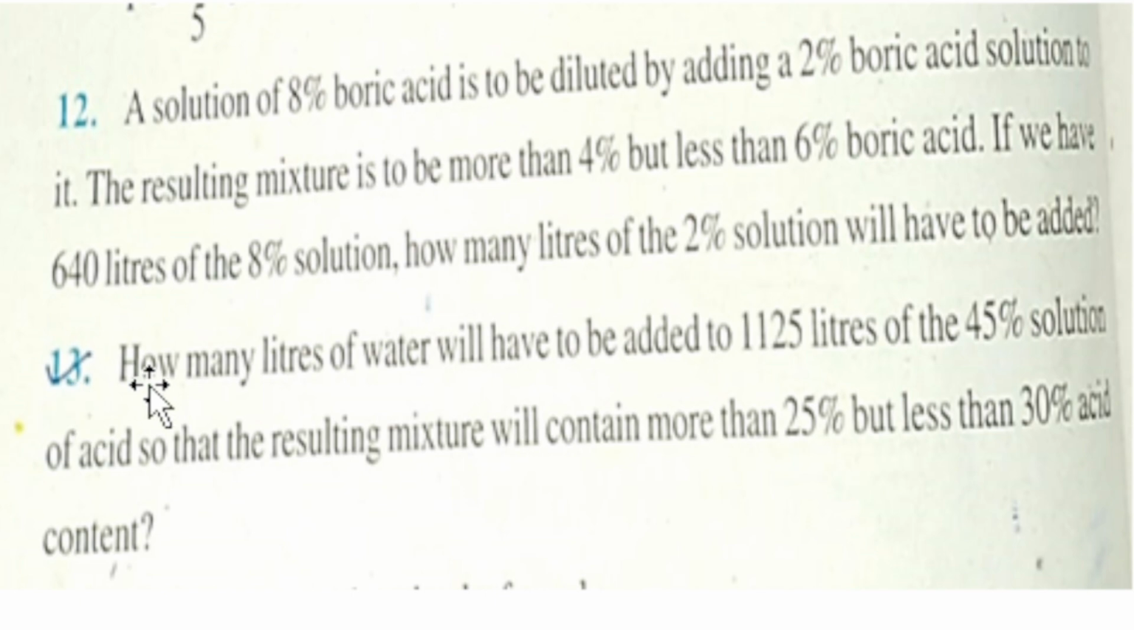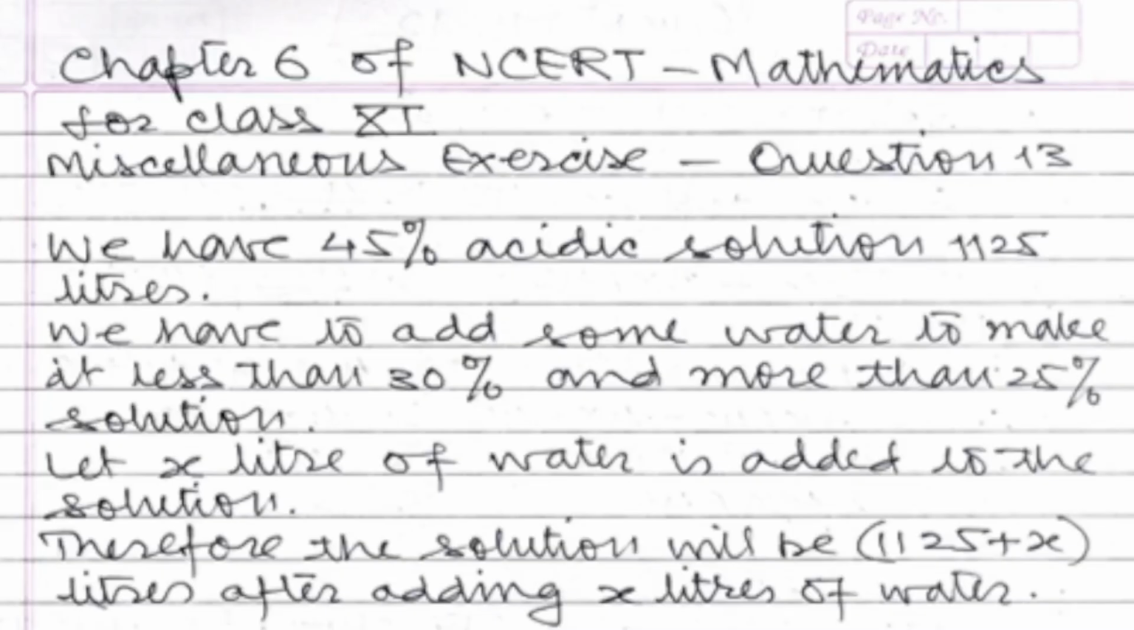Okay, now I will solve this question 13. How many liters of water will have to be added to 1125 liters of 45% solution of acid so that the resulting mixture will contain more than 25% but less than 30% acid content? So now this is the solution of question 13. We have 45% acidic solution, that is 1125 liters. We have to add some water to make it less than 30% and more than 25% solution.